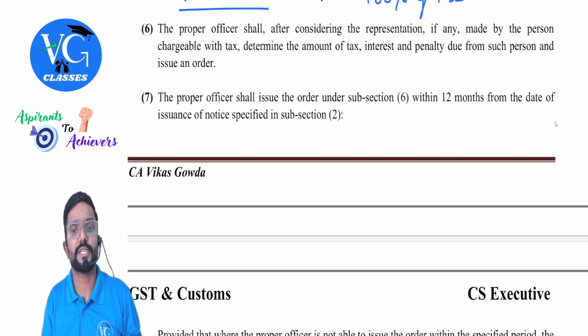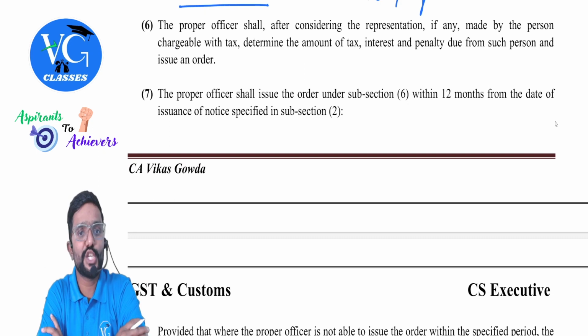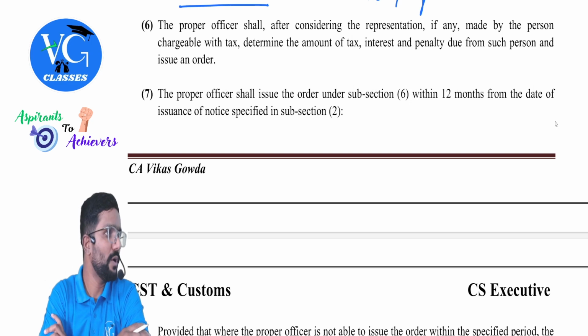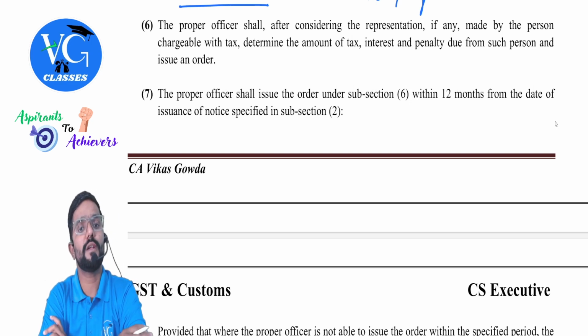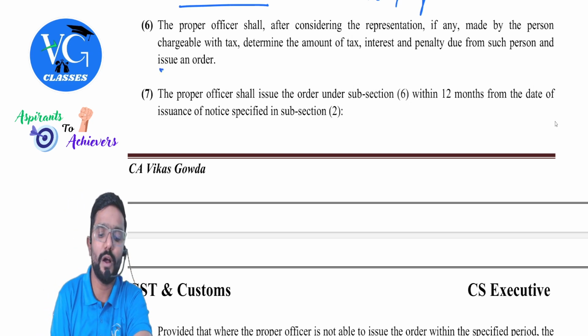Okay. Subsection 6. The proper officer shall, after considering the representation, if any, made by the person chargeable with tax, determine the amount of tax, interest, and penalty due from such person and issue an order. Okay. Once the proper officer, after considering the representation, if any, made by a registered person, he will pass an order, guys. He will issue an order.